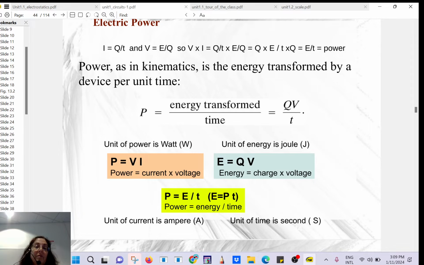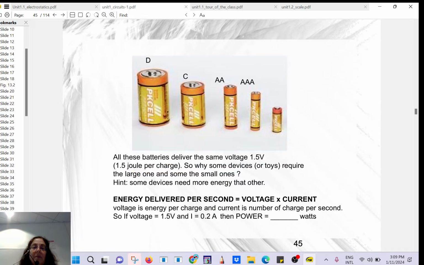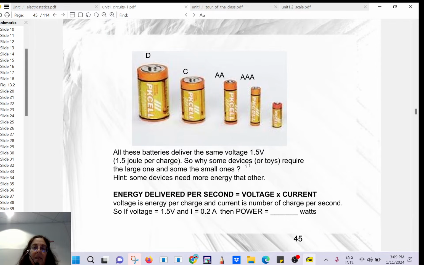Energy, okay, so V equals E divided by Q, or you can say that the voltage equals E divided by Q, that's just the same thing. And you have this equation here. So the same equation, okay?